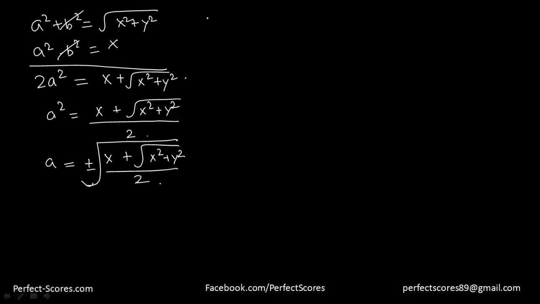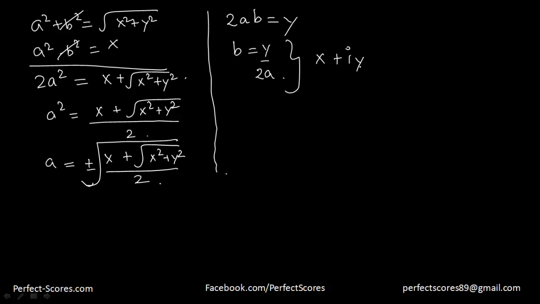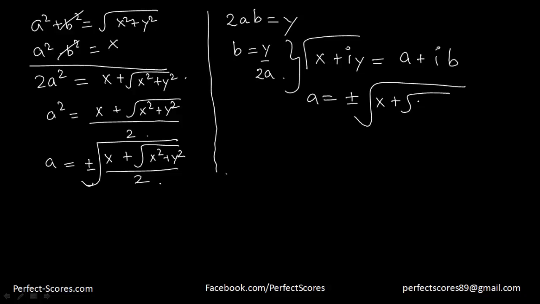And what about the value of b? We already know that 2 times a times b is actually equal to y. Hence, since we know the value of a in terms of x and y, once we find the value of a, we'll be able to find the value of b as well. So the value of b is going to be equal to y divided by 2a. So that means for a complex number x + iy, the square root is going to be equal to a + ib, where a is equal to ±√((x + √(x² + y²))/2), and b is y divided by 2a.